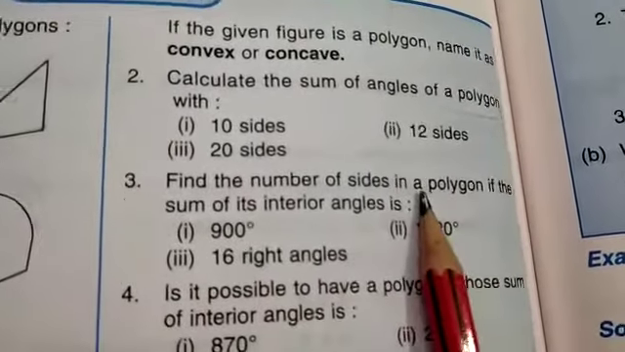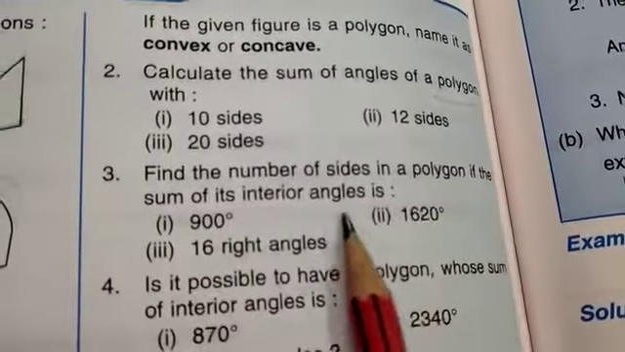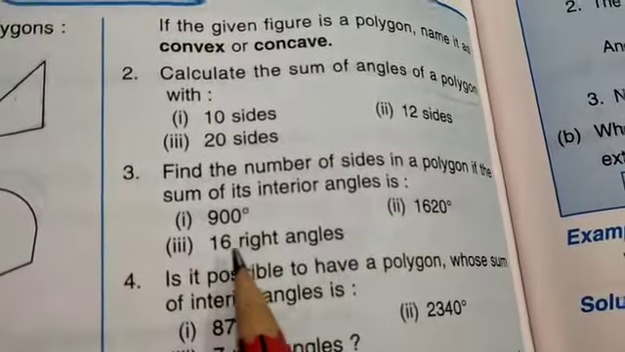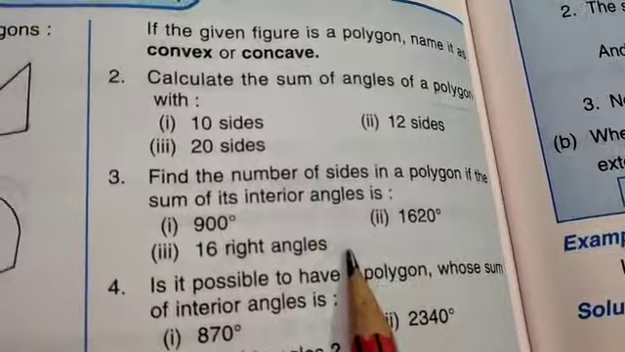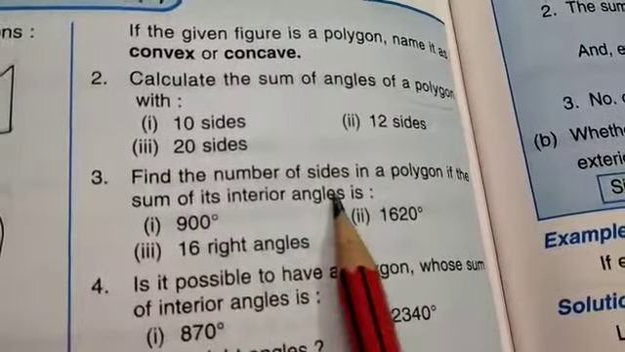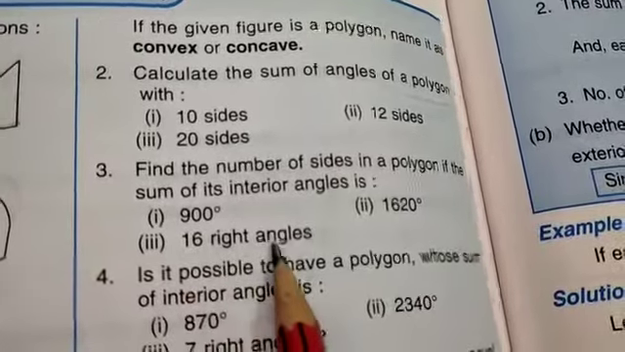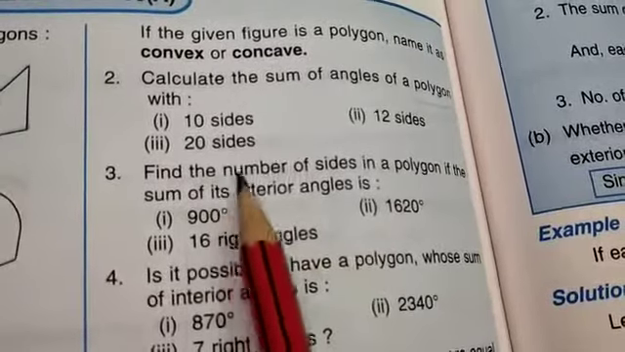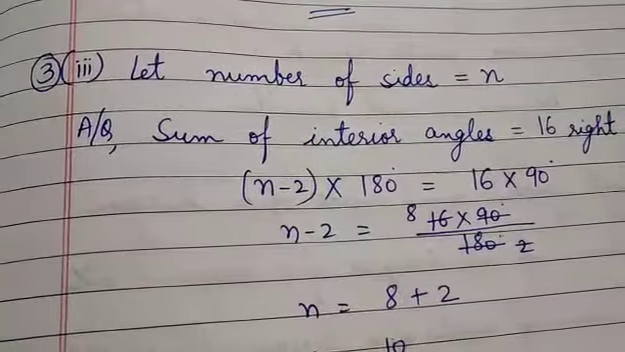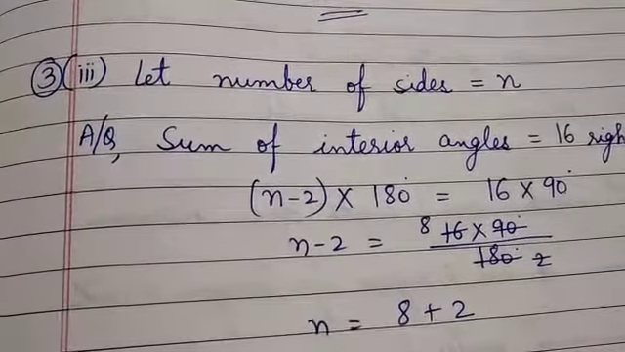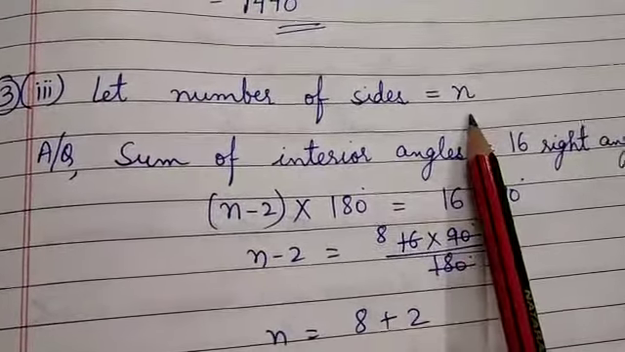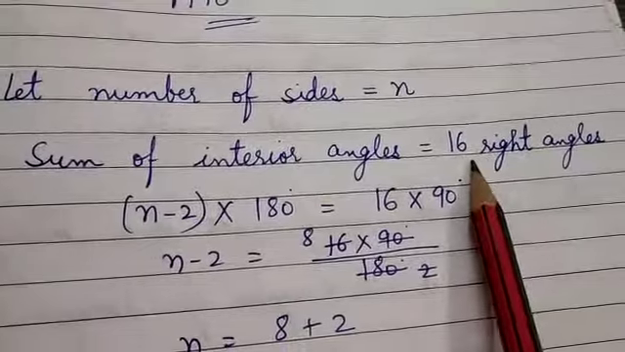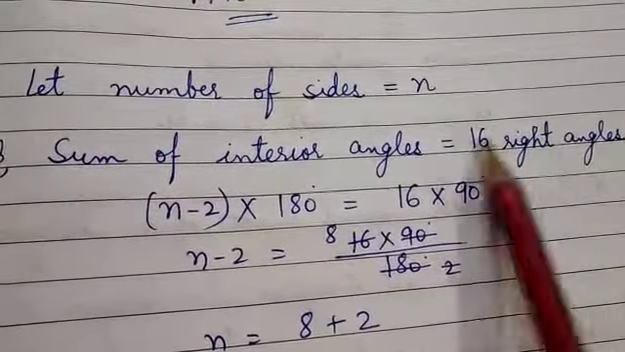Find the number of sides in a polygon if the sum of its interior angles is, 3 subparts are here. Now I'm going to show you subpart 3, 16 right angles. So what is given? The sum of interior angles is given. 16 right angles means 16 into 90 degrees, since a right angle means 90 degrees. We have to find the number of sides. Since we have to find the number of sides, let the number of sides be n. And according to the question, the sum of interior angles is 16 right angles, that means 16 into 90 degrees.